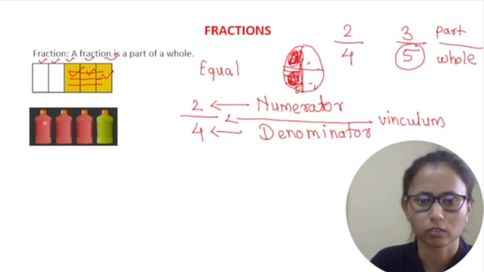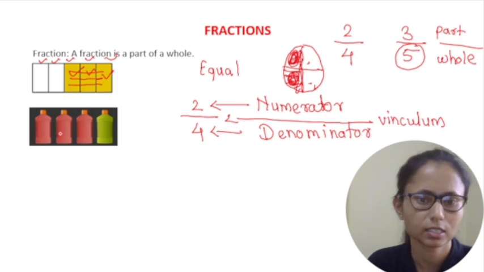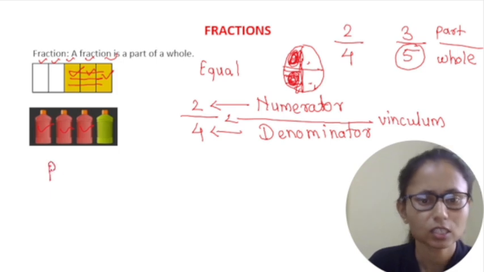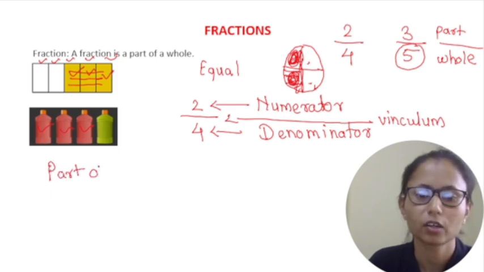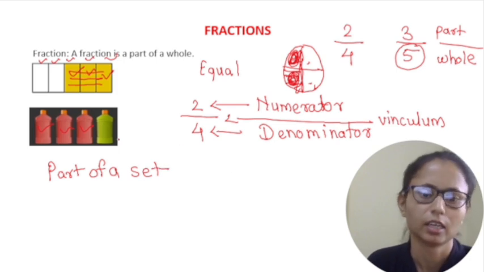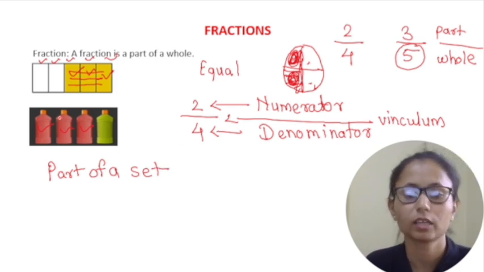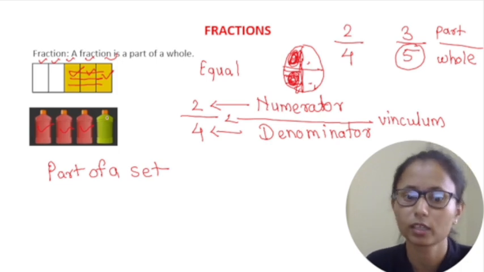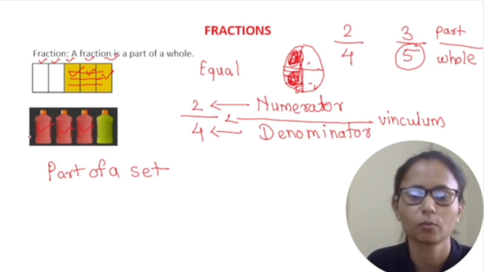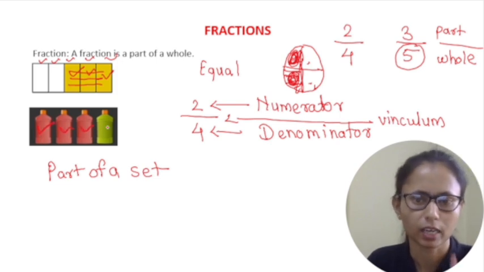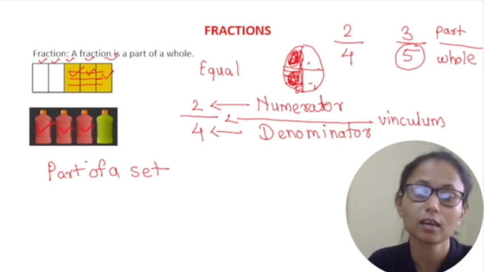So what about this one? Out of these 4 bottles, 3 are red, and this is a set of bottles. So this is also one more definition, part of a set. This also we can define as a fraction. If we take more than one thing and all things are the same, because these bottles are all of the same size, same volume, just the color is different, 3 are red and 1 is green, but the total is 4.